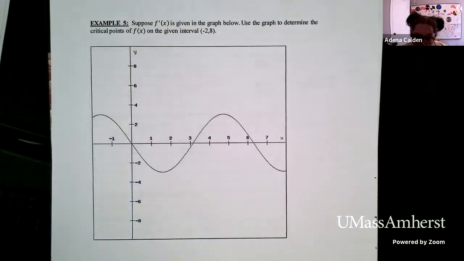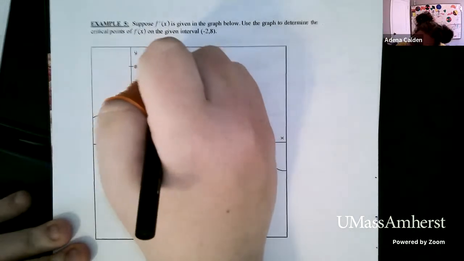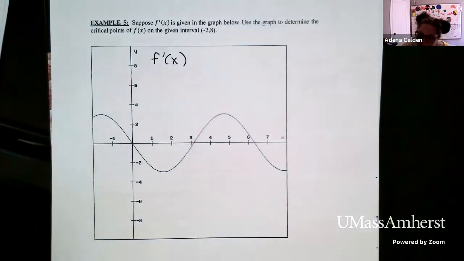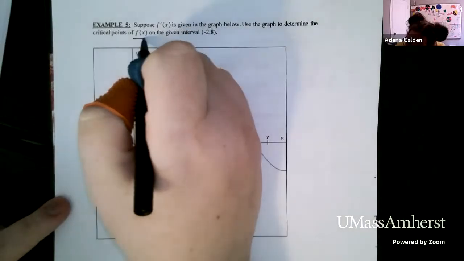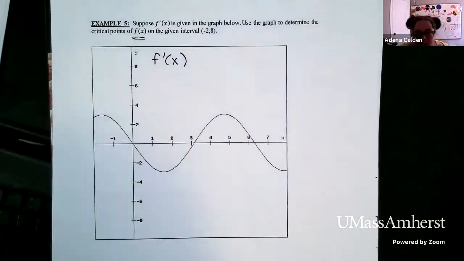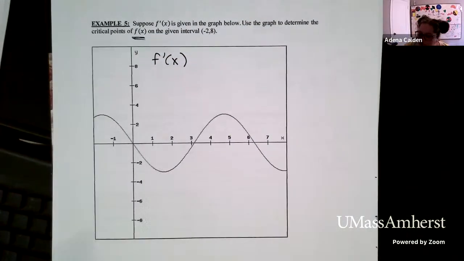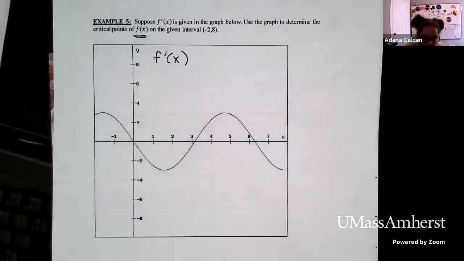As a reminder, the critical point is going to happen when the first derivative is 0 or undefined, okay? So if I have a graph here, and I'm told that this graph is f prime of x, and it's given below, we want to use this derivative graph to determine the critical points of the original function, okay, on this interval -2 to 8, which is the entire interval.